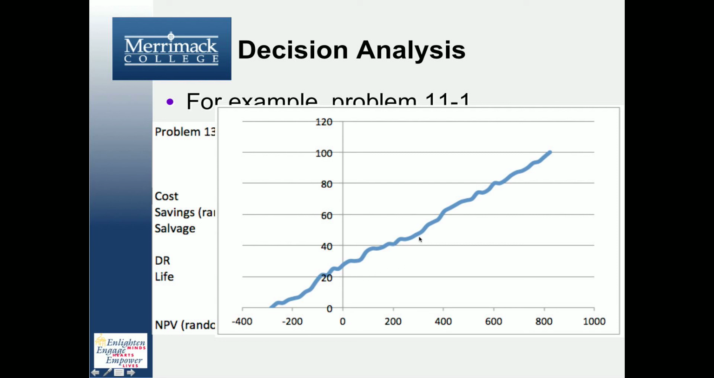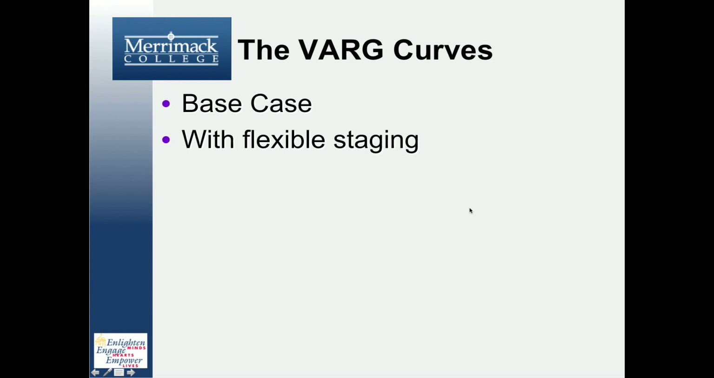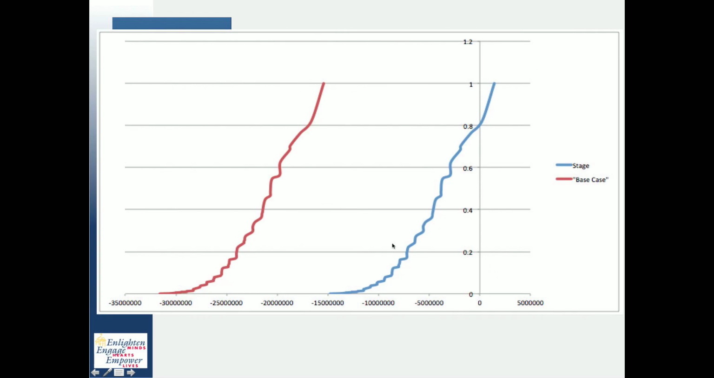So I know, for example, that 50% of net present values that could result from this project will be less than 350 or so. Only 40% will be less than 200. That's good information to have. It's really valuable if you're comparing alternatives. You can take a look at this.